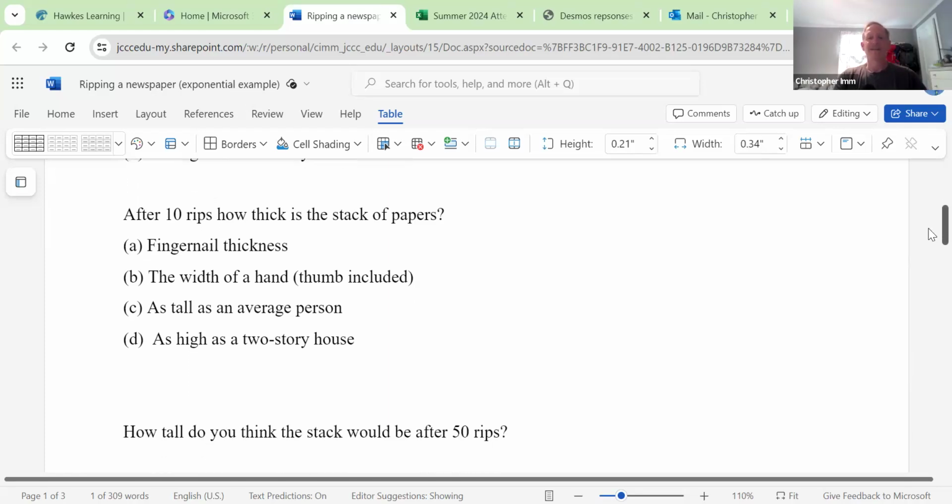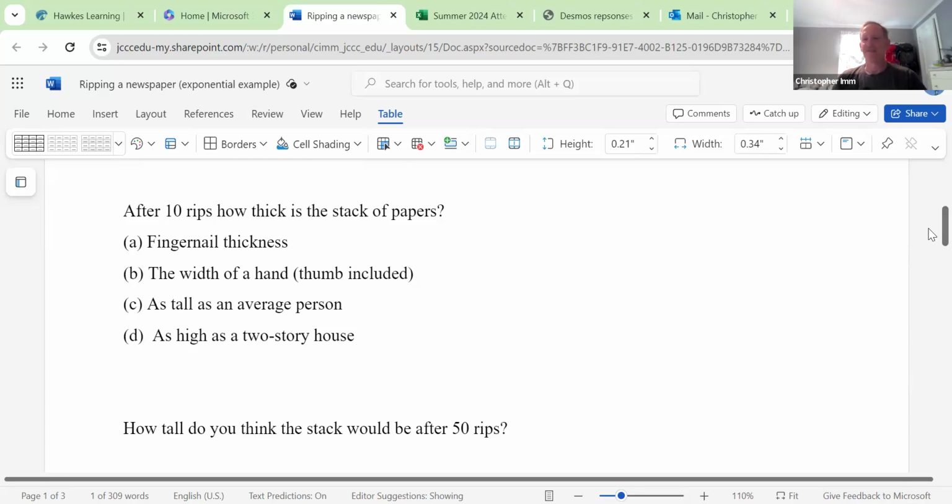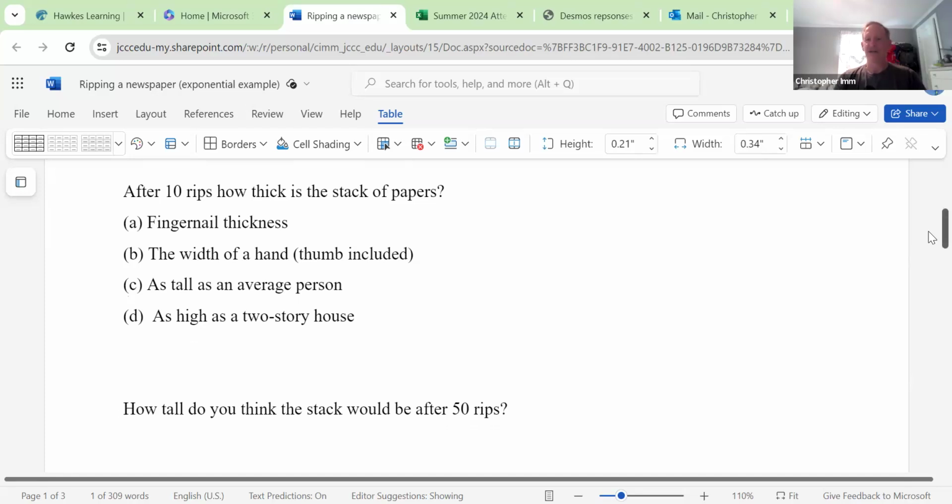What about 50 times? After 50 rips, I'm just stacking it up. Remember, it's only 0.1 millimeter thick. I'm going to keep ripping and ripping. It turns out that this experiment is a great example of exponential growth.